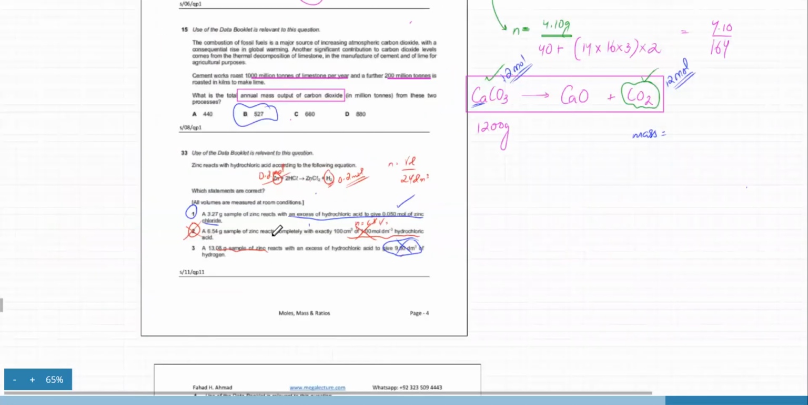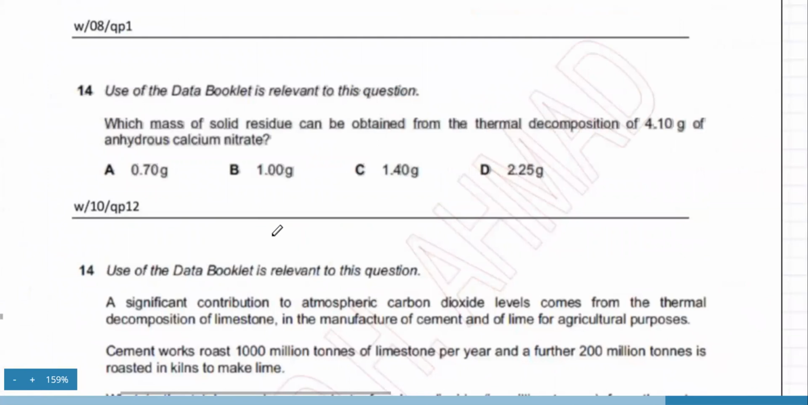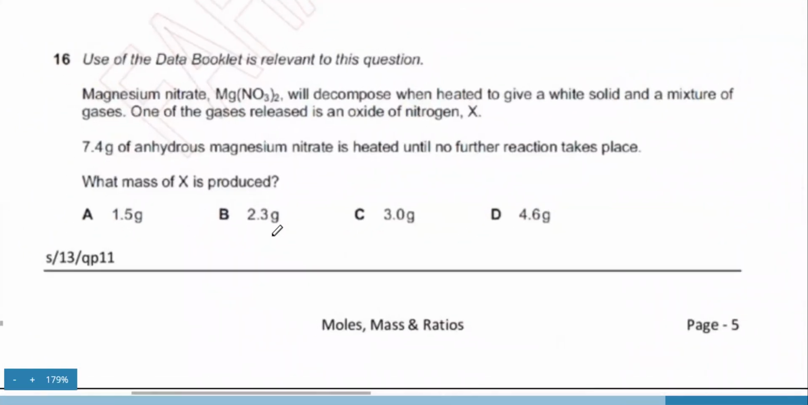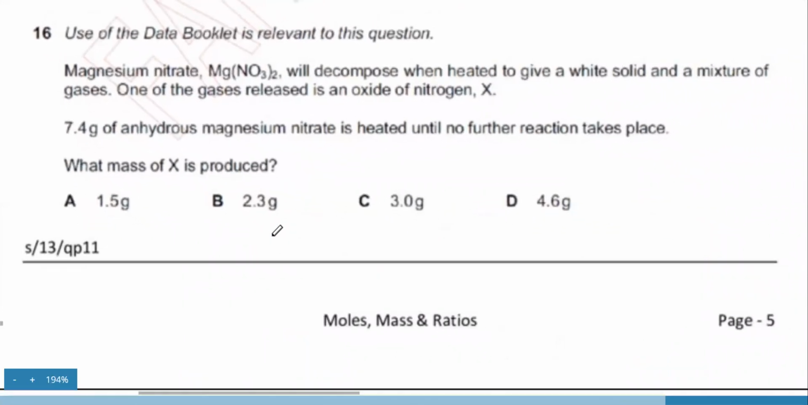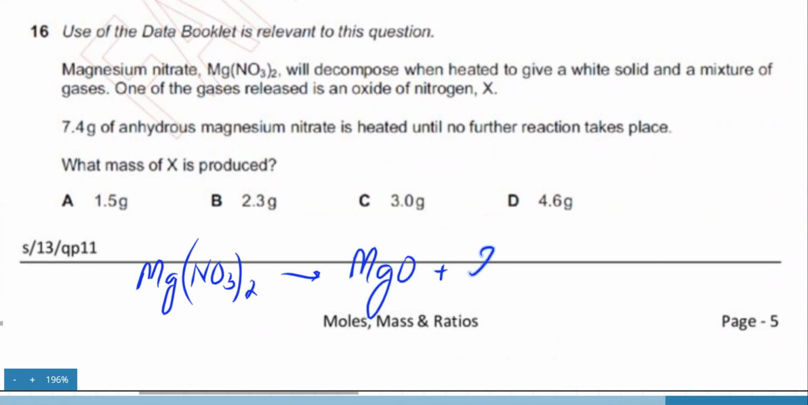Okay. So now the next question, let's leave this one as well. I mean, this is a repeat. So now this one. Now he's talking about the decomposition of magnesium nitrate, which is going to be exactly the same equation. Like Mg(NO3)2 would decompose to produce MgO plus 2NO2 plus half O2.